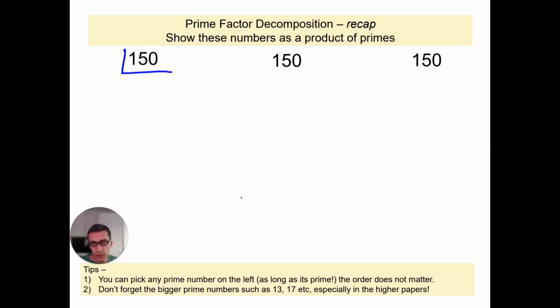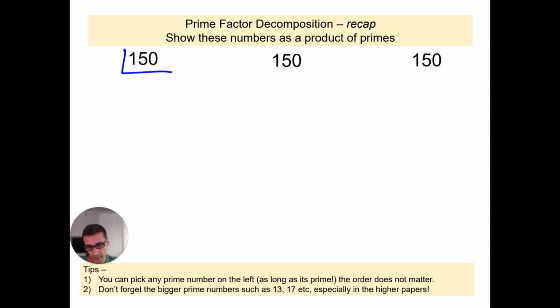So the first thing you want to do is draw the upside down bus stop. This method doesn't strictly have a name. You can call it upside down bus stop method or ladder method. It doesn't really matter, but the method is quite straightforward. So you're now going to pick a prime number that goes into 150. Generally, it's better to pick smaller numbers if you're not confident. There's nothing wrong with picking bigger numbers, but you'll see what the difference is in a second.